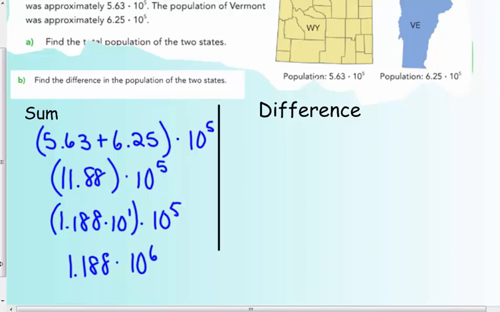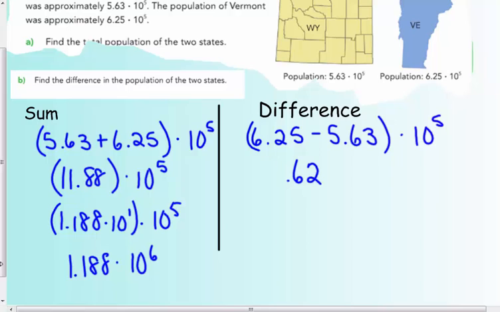The difference between these two states: Wyoming is very large, Vermont is very small, but what is the difference in their population? We take the larger one, which is 6 and 25/100ths, and subtract the 5 and 63/100ths, and factor out that common factor of 10 to the 5th. Go ahead and subtract, and we get a number that's not in scientific notation, because you get 62/100ths times 10 to the 5th. So we have some adjustment to do here.